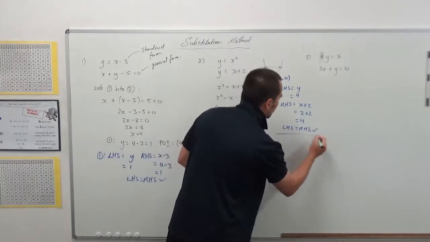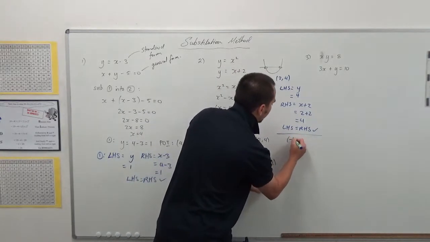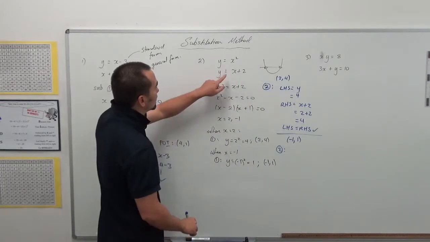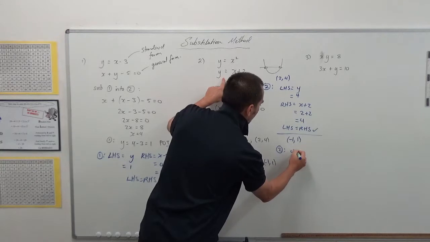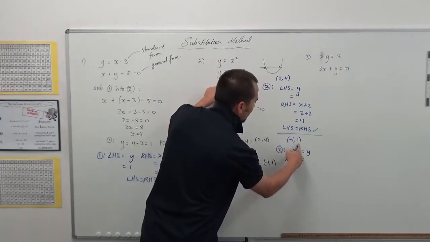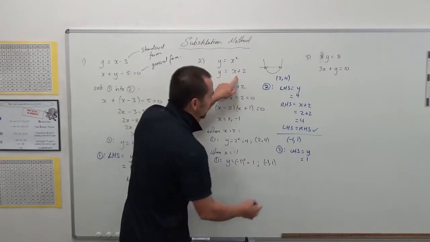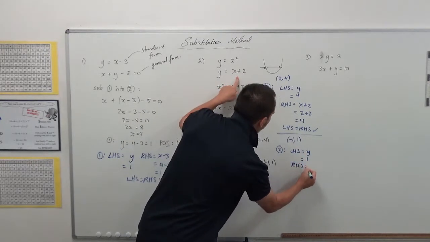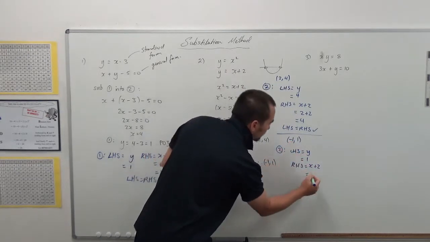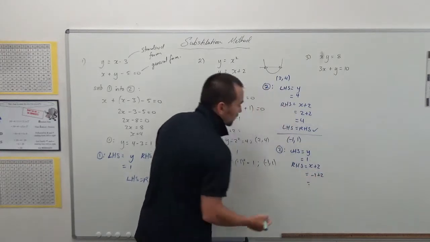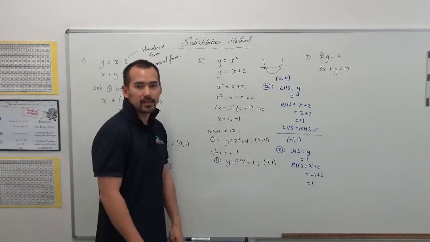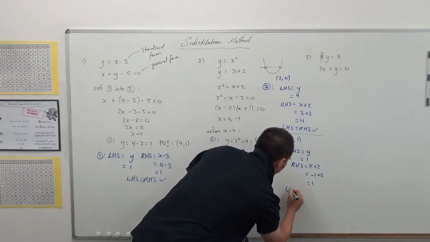Let's do our second solution, which was -1, 1. Okay. Left-hand side says y, and y is 1. Our right-hand side is x plus 2, and x was -1. -1 plus 2 is 1. 1 is equal to 1. Left-hand side is equal to right-hand side. We solved it right.